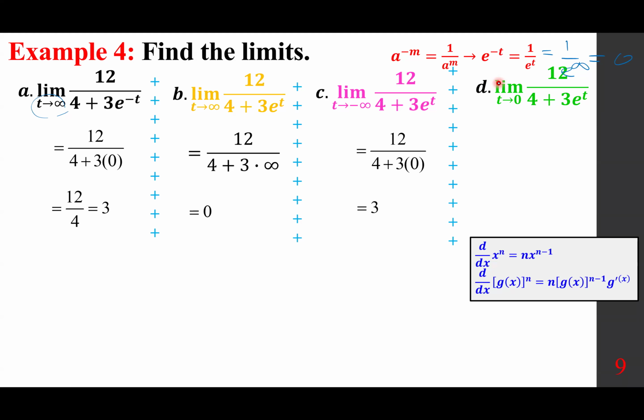T is approaching 0, so plug in. So we are looking at A, B, C, D. We are looking at similar expressions. So e to the power of 0, we know it's 1. So 3 times 1, 3 plus 4 is 7. So 12 over 7 is your final answer, everybody.